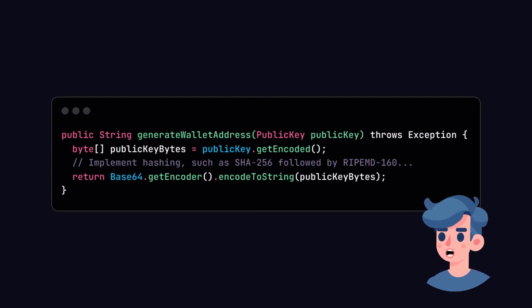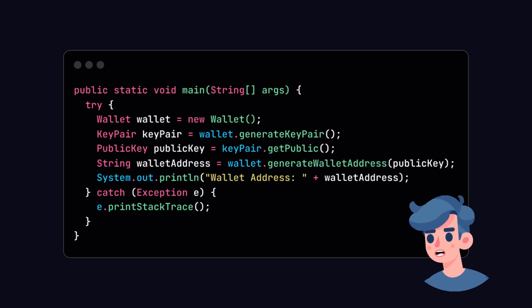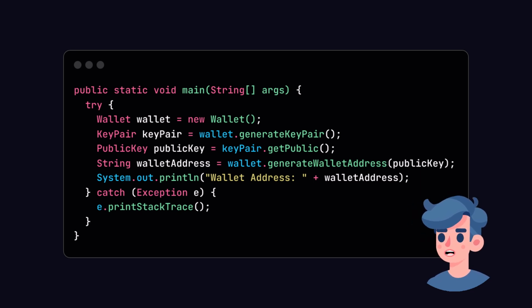Next, we need to create a method to generate a wallet address from the public key. Wallet addresses are typically a hashed version of the public key to create a shorter, more manageable identifier. For simplicity, we will return the base 64 encoded public key as the wallet address for now. Keep in mind that in real applications, you'll want to use more robust hashing and encoding techniques.